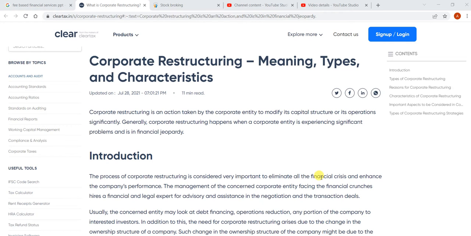In this session, I am going to cover corporate restructuring, its many types and characteristics, and the advantages of corporate restructuring. Corporate restructuring is an action taken by the corporate entity to modify its capital structure or its operations significantly. Generally, corporate restructuring happens when a corporate entity is experiencing significant problems and is in financial jeopardy.